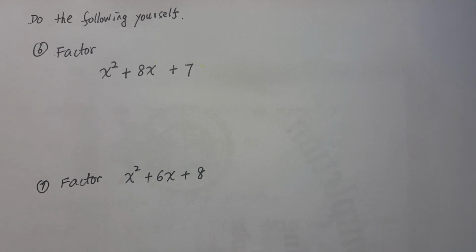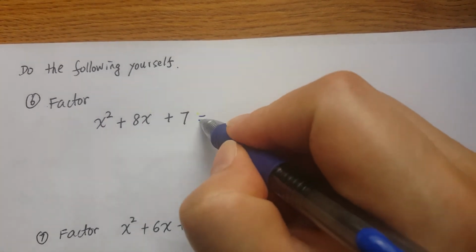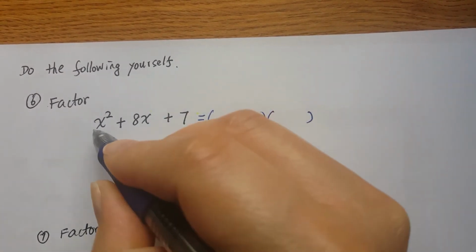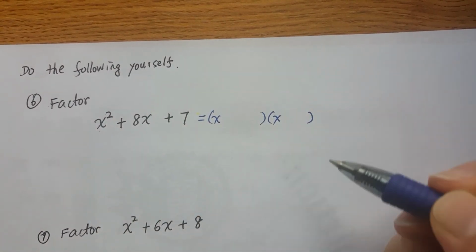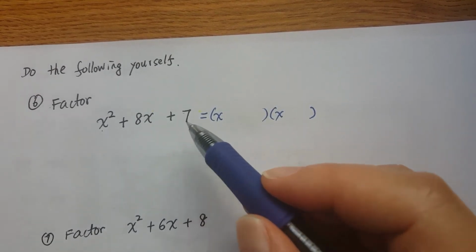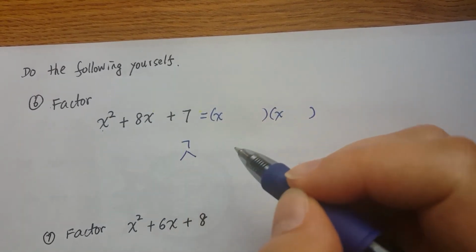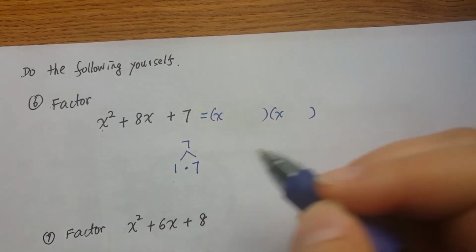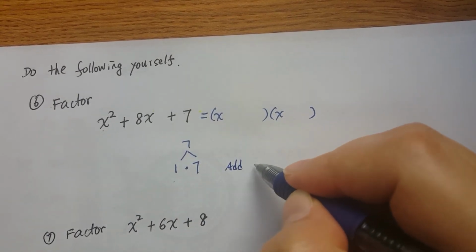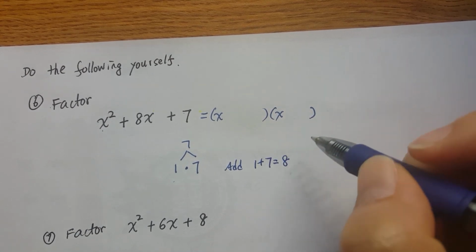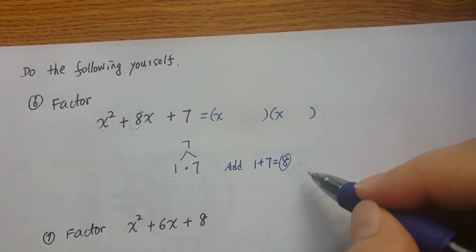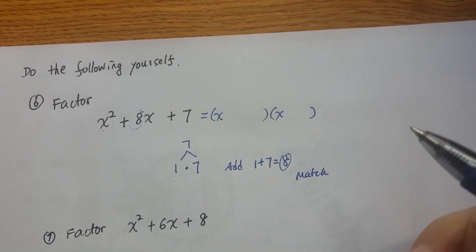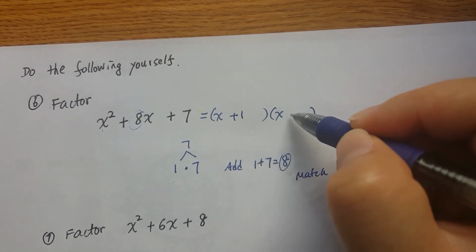Okay, so let's go over number 6. X squared plus 8x plus 7. So we're going to put parentheses times parentheses. X squared becomes x and x over here. Now we begin with the last number, 7. You need to find two numbers that multiply equal 7. 1 times 7, 7 times 1 is the same. And then we add 1 plus 7 equals 8. 8, 8 matches. So now we found the pair of numbers. So plus 1 plus 7.